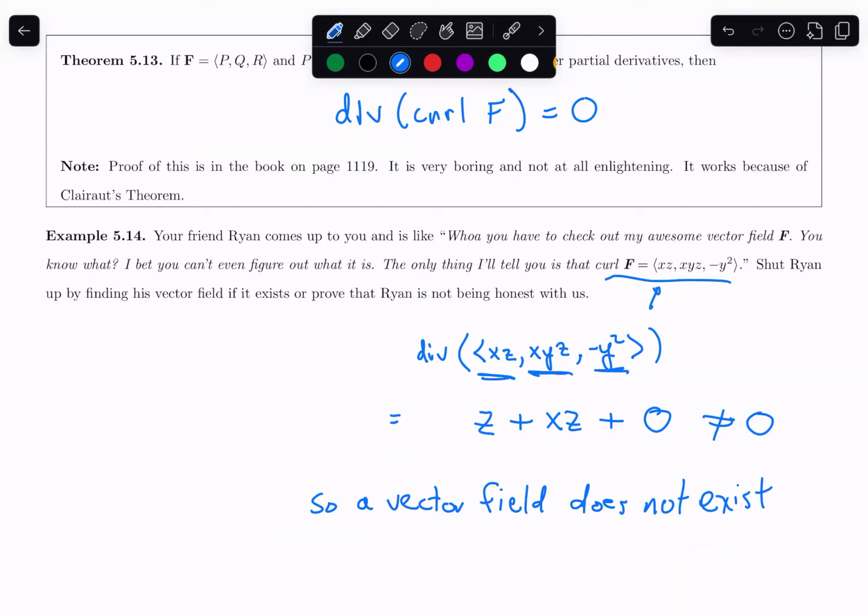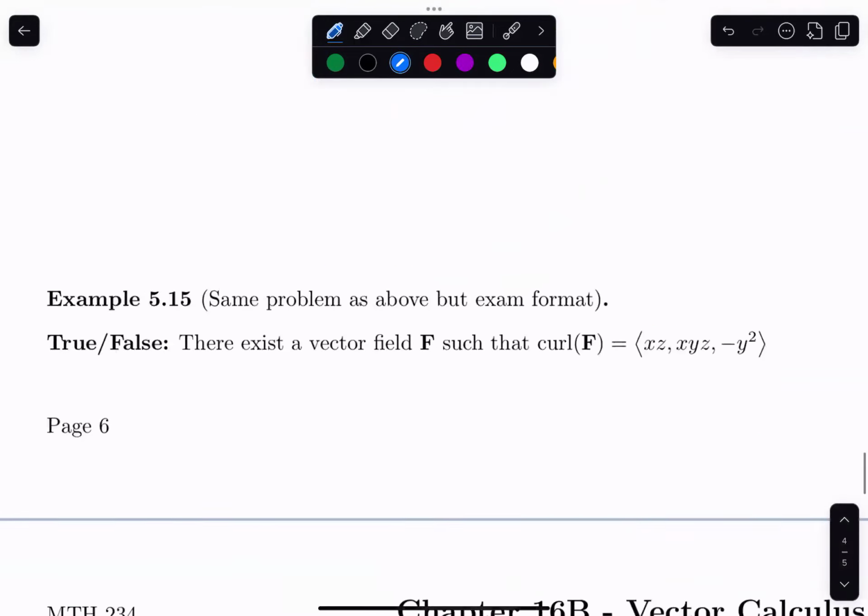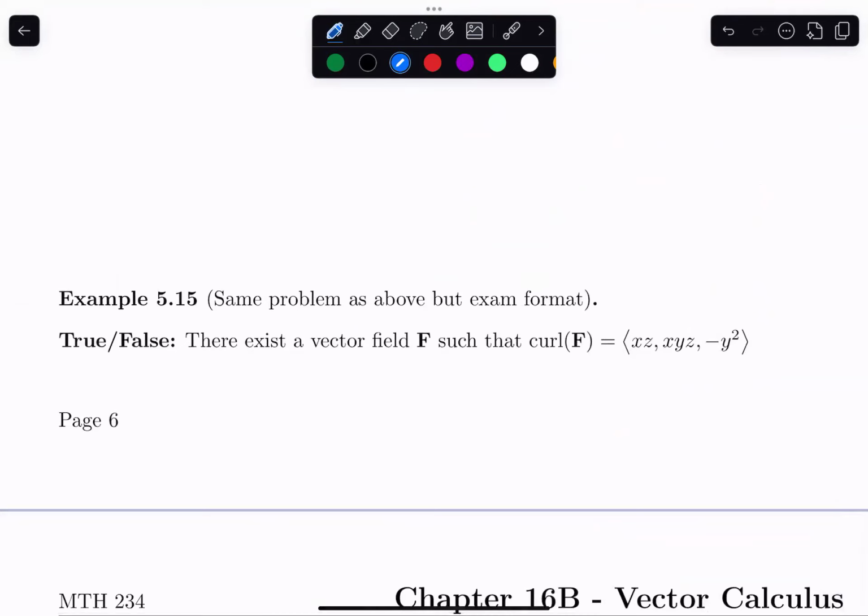Now this question admittedly was a bit silly. Here's a way that you could ask it more reasonably on a quiz or test or exam. True or false? There exists a vector field F such that the curl is equal to this. And again, if you apply the divergence to this and you find that that's not equal to 0, then the answer is going to be no.